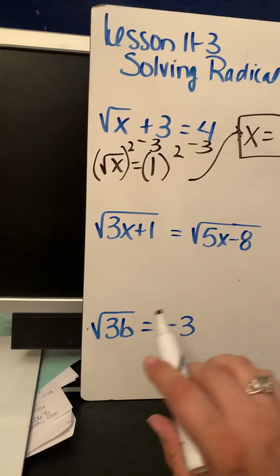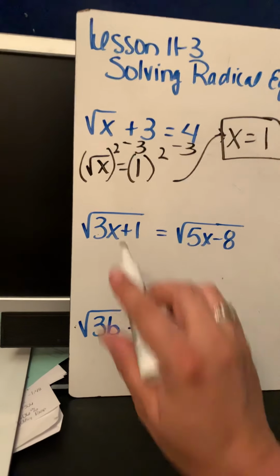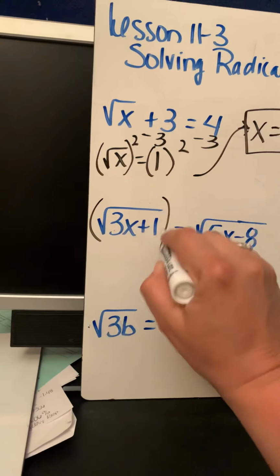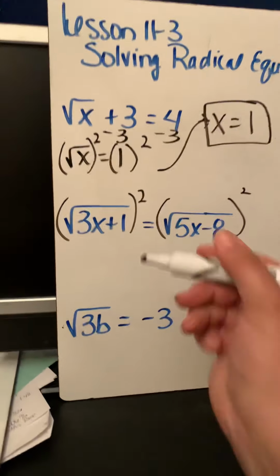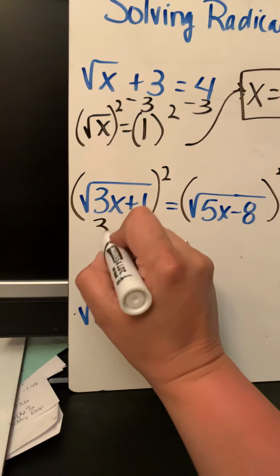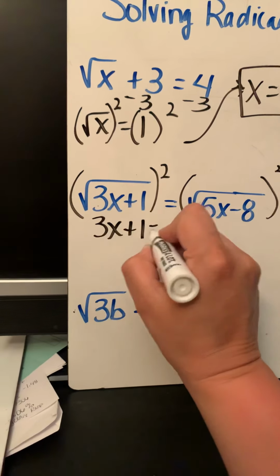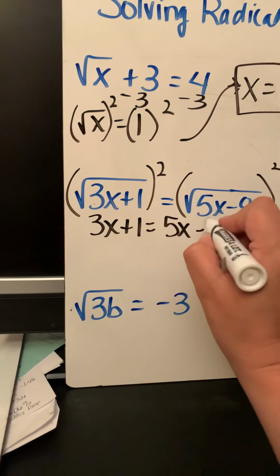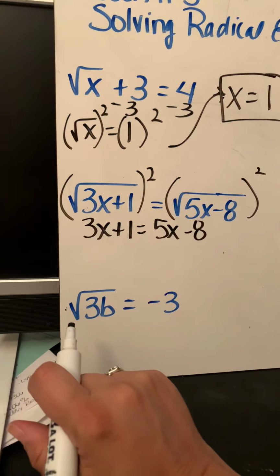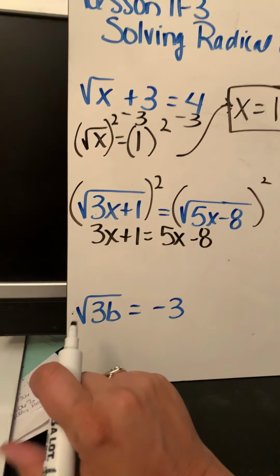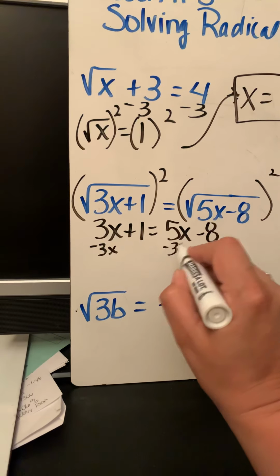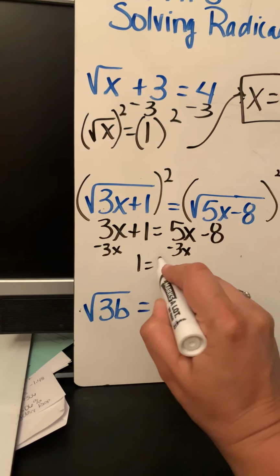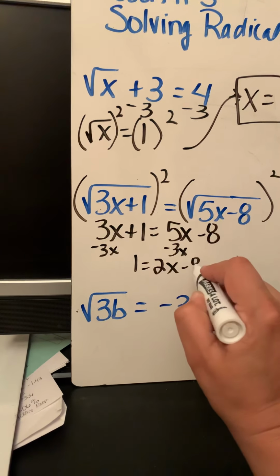Those are easy. These ones here, simple as well. They both have radicals on each side, so let's get rid of the radicals. Let's square each side. That clears my radicals. So then I've got 3x plus 1 equals 5x minus 8. Just like we did when we did basic solving, get your x's on one side. So we're going to subtract our 3x over. So I've got 1 equals 2x minus 8.